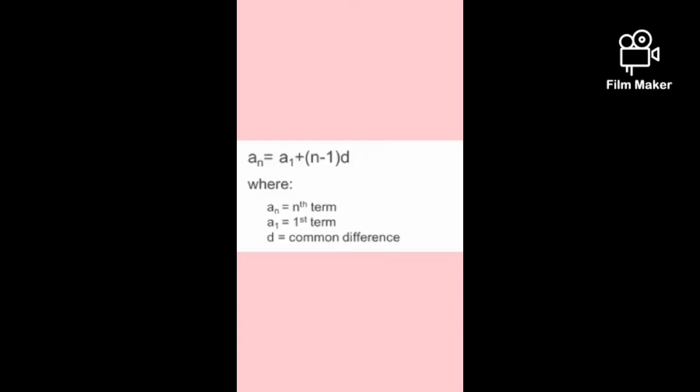Rule pattern in finding the missing term. We have a sub n equals a sub 1 plus n minus 1 times d, where a sub n is the nth term, a sub 1 is the first term, and d is the common difference. And now, let's proceed to the examples.